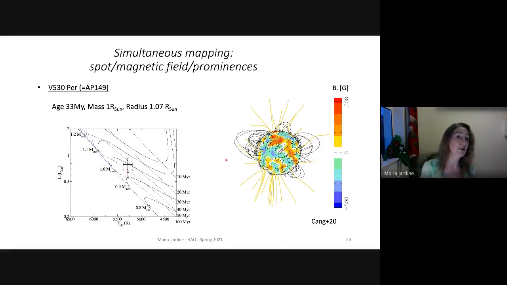This is V530 Per. It's also known as AP149, one of the alpha Per stars. This is an HR diagram here, luminosity against temperature with theoretical evolutionary tracks on it. So the black lines are evolutionary tracks for stars of different masses, and the blue dashed lines are equal time intervals. So this is where we think this star lies. There are 2 different possible solutions for it. It looks as if it's about the mass and radius of the sun. So it's a nice analog for a young sun, and it just hasn't quite got onto the main sequence yet. So it's still pretty young.